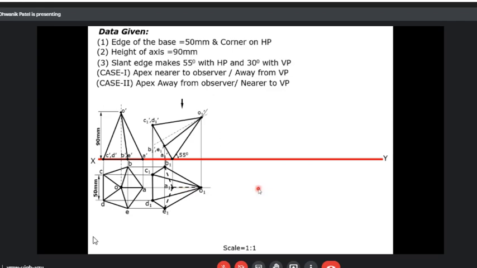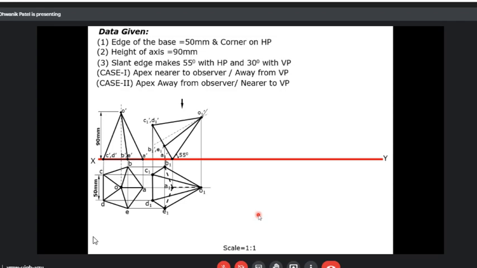Understand? Yes sir. Okay, so why have we considered the locus method here? Because the true slant edge and the reduced slant edge have different lengths. So that's why we will solve by the locus method. Okay, so first case, apex nearer to the observer. So what will you do here? Apex nearer to the observer.